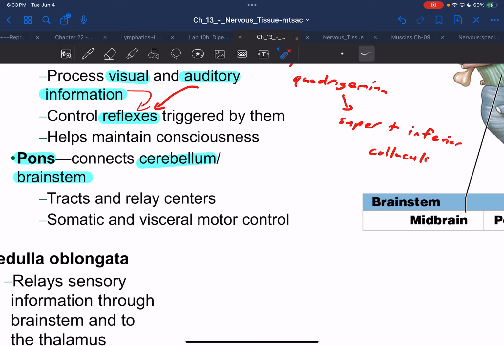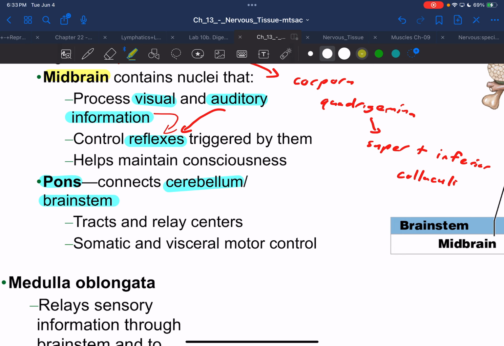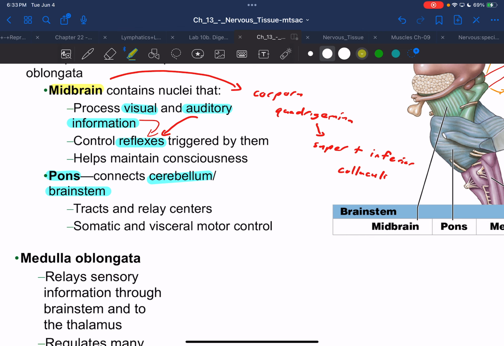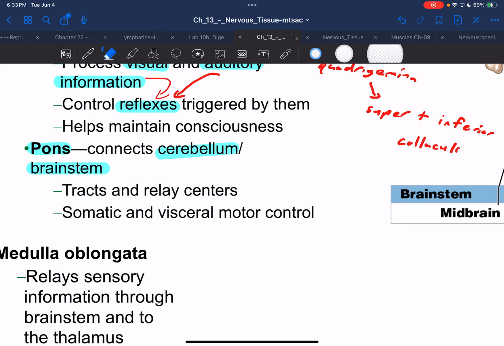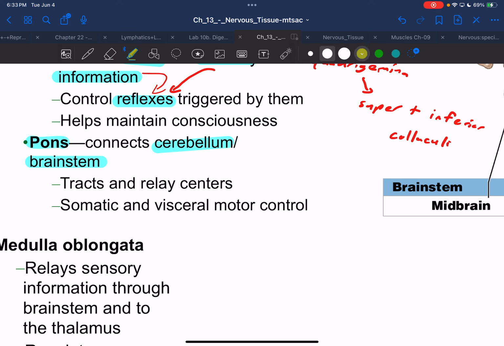Lastly, we have our pons, and our pons, its job is to connect the cerebellum to the brainstem. Connects cerebellum to the brainstem. And this is going to be involved in motor control. Both skeletal, I'm going to put both voluntary and involuntary.